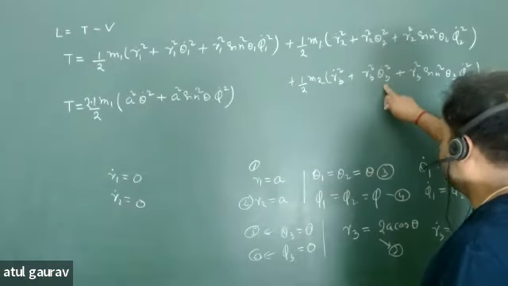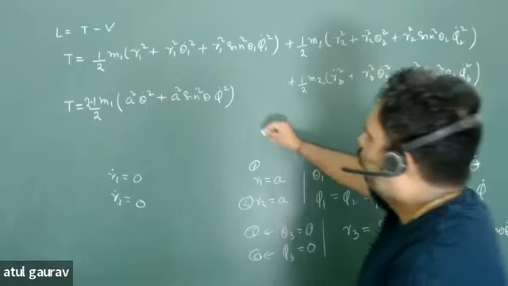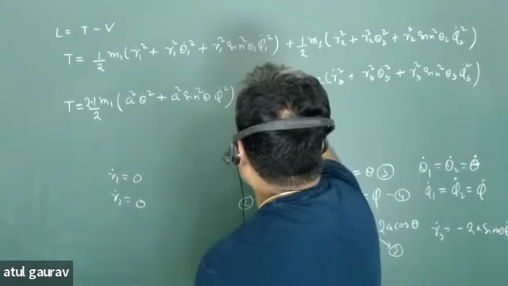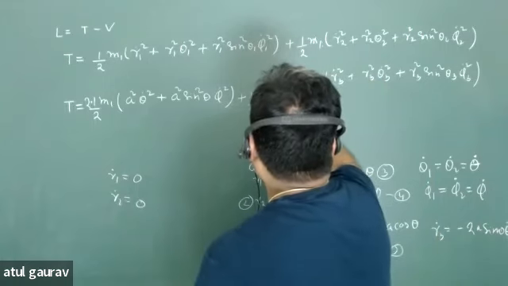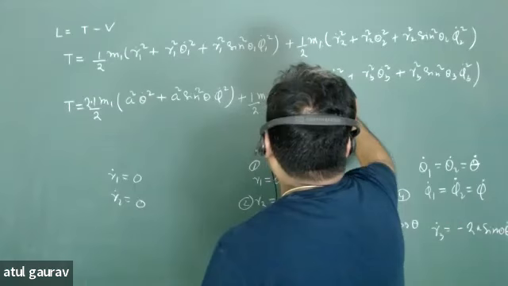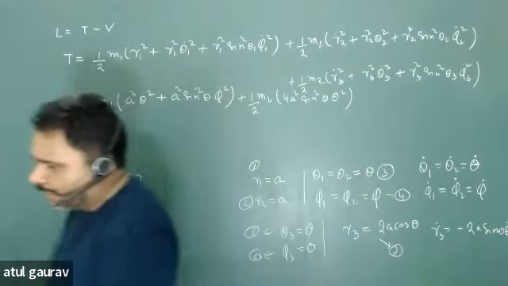R3, this term is 0. This term is also 0. Only this term is there. So we have half m2, and what is R3 dot square? It is equal to 4a square sin square theta dot square. So this is my kinetic energy.